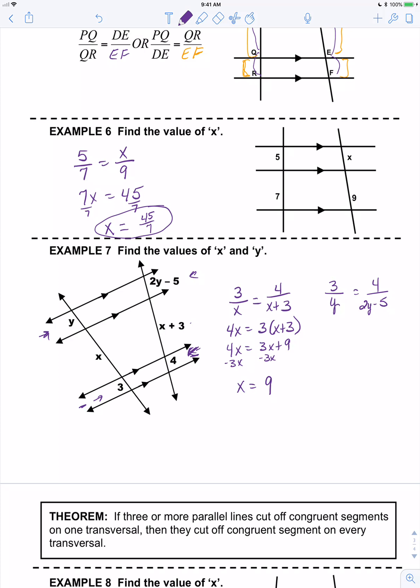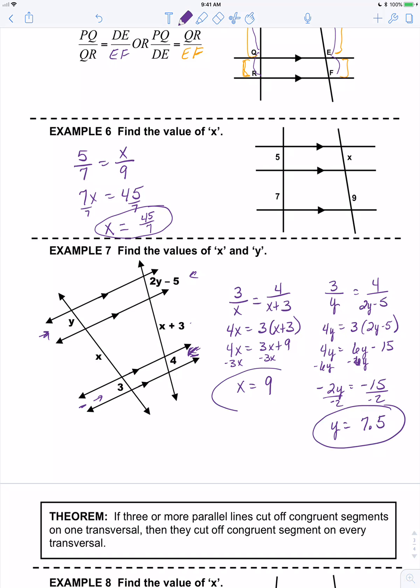So remember that all those were proportional based upon the theorem that we had earlier. So 4y is equal to 3 times the 2y minus 5. Let's do our algebra part here. And solve, whoops, getting ahead of myself. Minus 6y, so that's negative 2y is equal to negative 15. And divide both sides by negative 2. So negative divided by negative is a positive. 15 divided by 2 is 7.5, or 15 halves. It's fine to leave your answers like that.